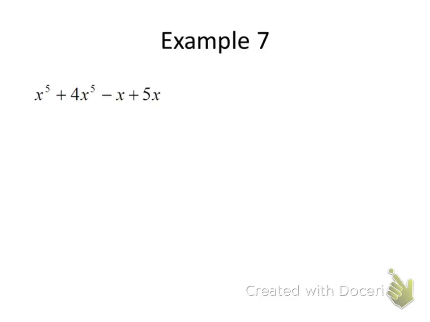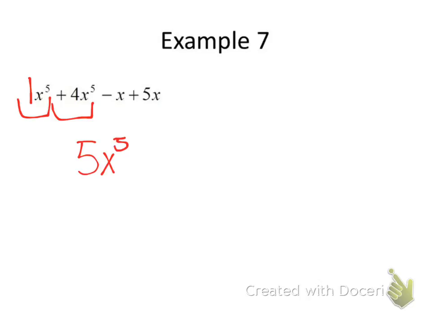All right, here's number 7. So this is getting into some review. Today's a lot of review, actually. What am I going to do here? Combine like terms. Very good. So x to the fifths go with x to the fifth. So what's 1x to the fifth plus 4x to the fifth? 5x to the fifth. Great.